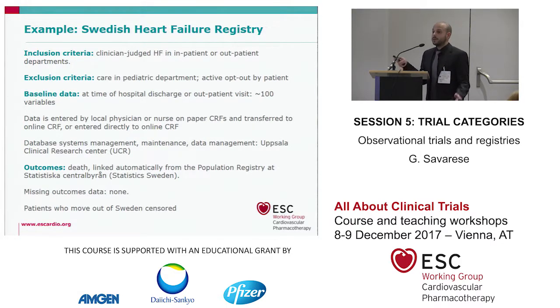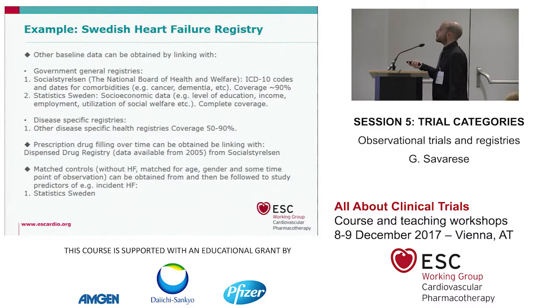This means that the country of Sweden knows when a Swedish resident is dying, and they collect this data. And so if we have patients in the Swedish Heart Failure Registry and we want to know if some of them have died or not, we just match the registry with the population registry, and we will know if these patients are still alive or they died. There are no missing data for outcomes, and of course, patients who move out from Sweden are censored because we will not have information about the outcome anymore.